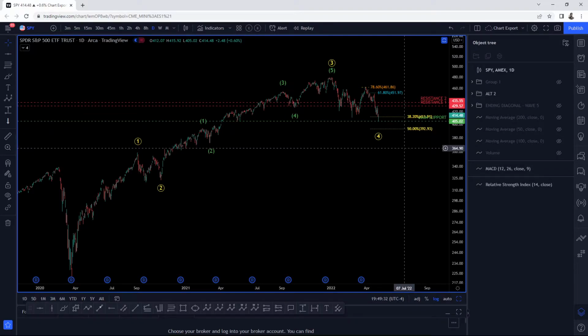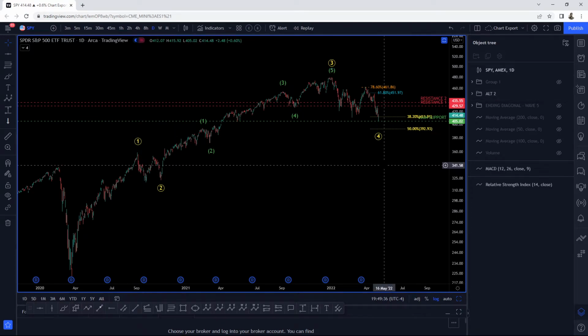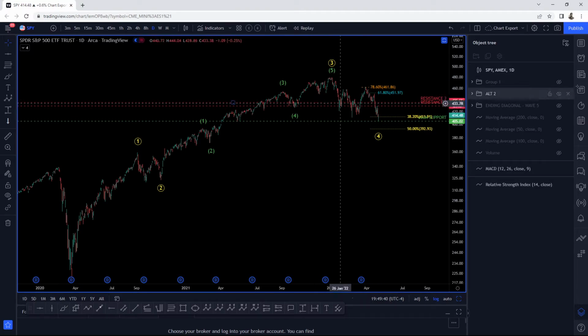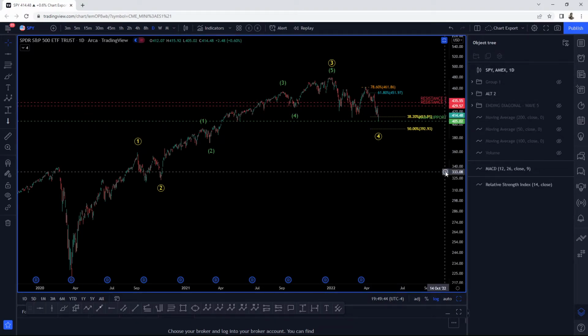Obviously the wave 4 still has some ways to go, as long as we remain north of the wave 1. If we keep on going lower, I will stop favoring this count and just shift focus to our alternate, which I'll review here in just a second.